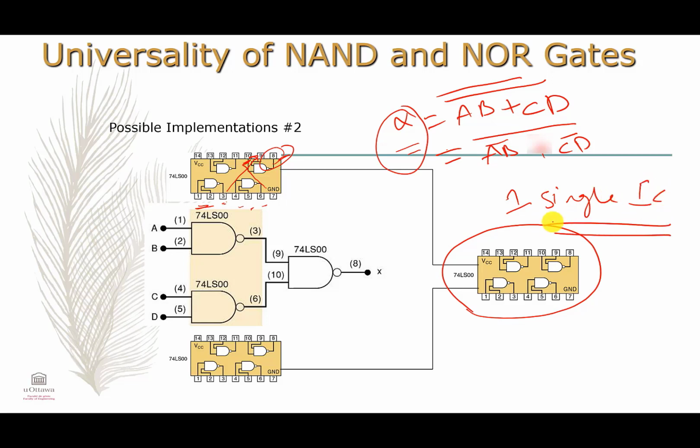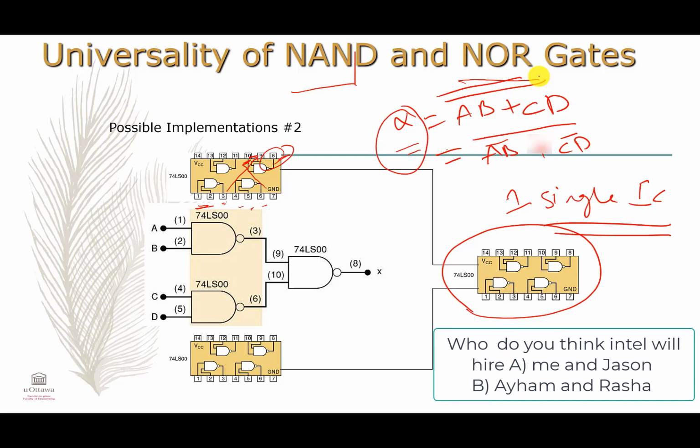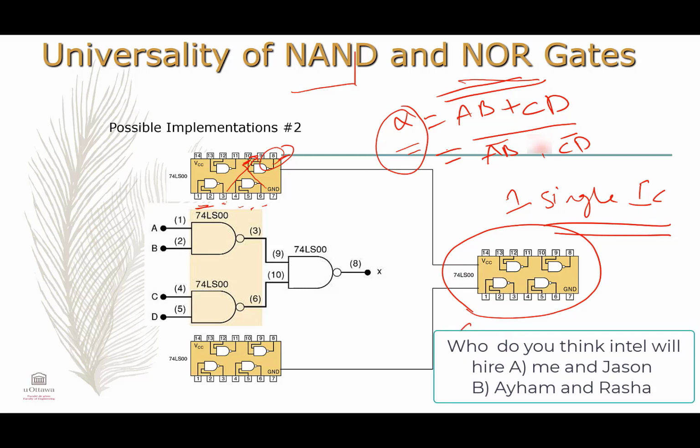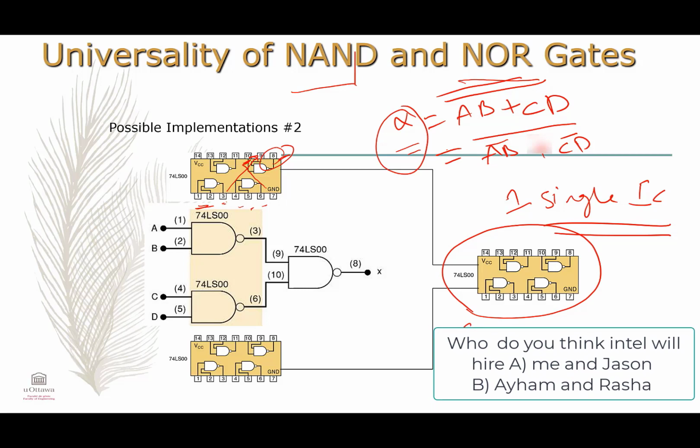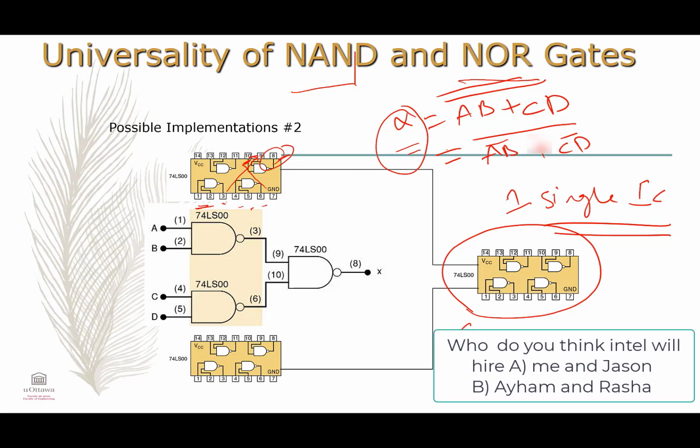That's why both NAND and NOR gates are called universal gates or functionally complete gates. Okay, guys, that's it for the student who asked why NAND and NOR gates are called universal.